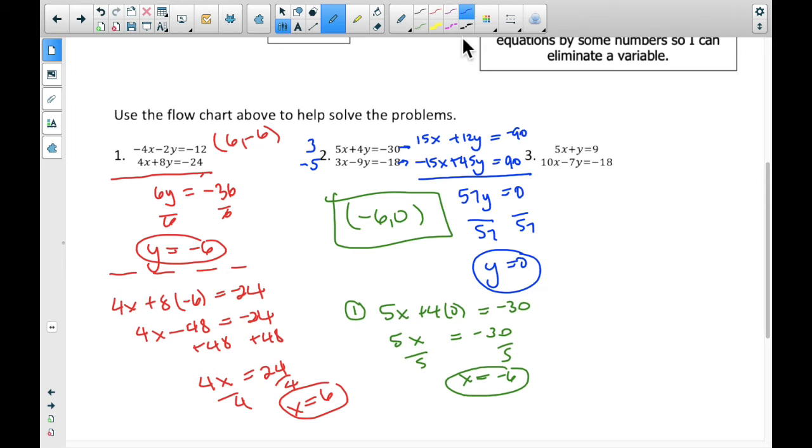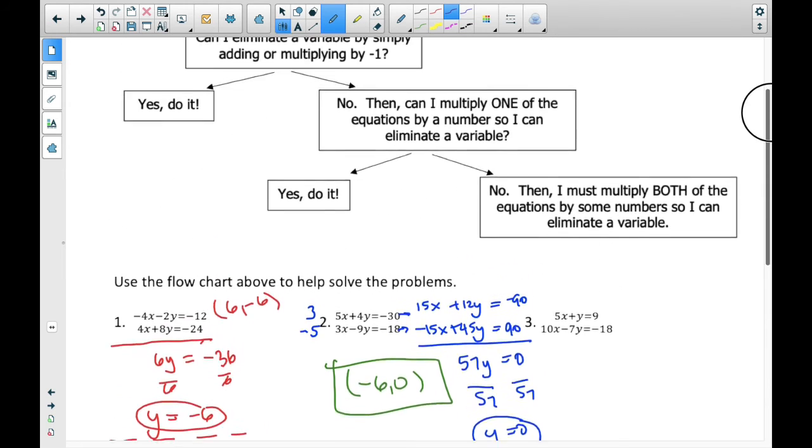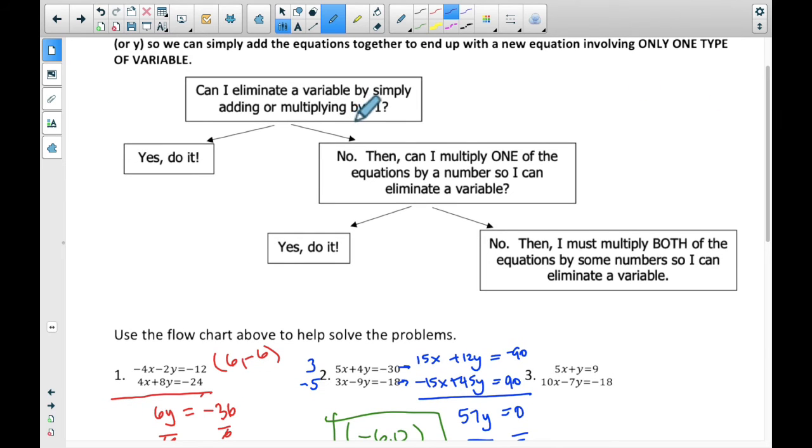All right, this next problem, think about our decision tree. Is there a way that we can just add them straight together? Okay, no, because the 5 and the 10 don't match, the 7 and the 1 don't match. Could you multiply one of them? Yeah, we actually could. And then if you can't, then you can do both.